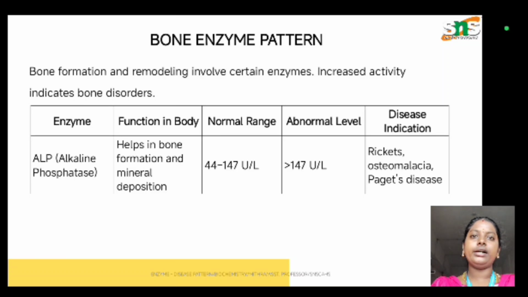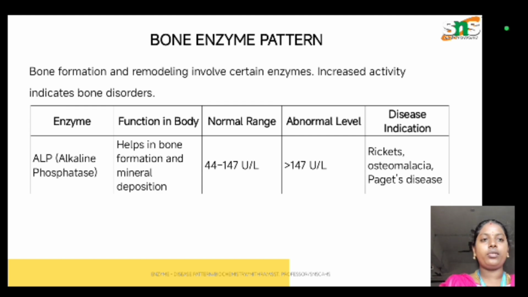So following the cardiac enzyme pattern, liver enzyme pattern and pancreatic enzyme pattern, we'll move into the bone enzyme pattern. Bone formation and bone remodeling involve certain enzymes, and increased activity indicates bone disorders. Coming to the bone enzymes, the main enzyme is ALP, that is alkaline phosphatase, which is mainly involved in bone formation and mineral deposition.